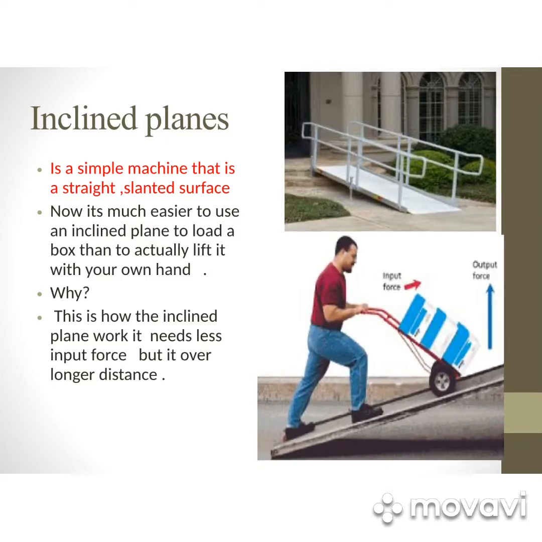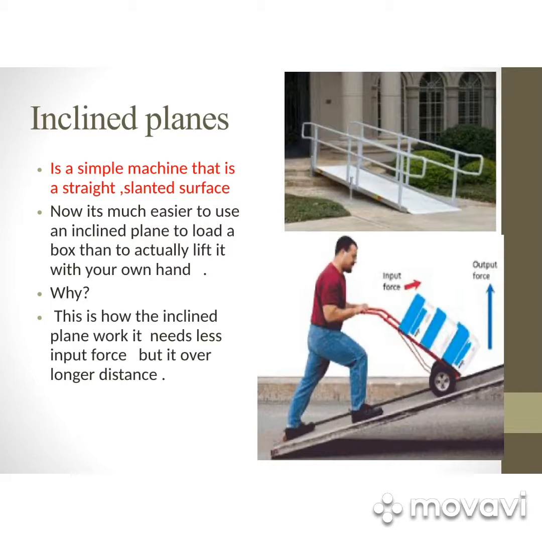Now let's talk about the inclined plane, another simple machine that is composed of a straight slanted surface. It is a simple machine with a straight slanted surface which facilitates the raising of the load. It makes lifting things easier. Instead of lifting it, you can actually drag it.